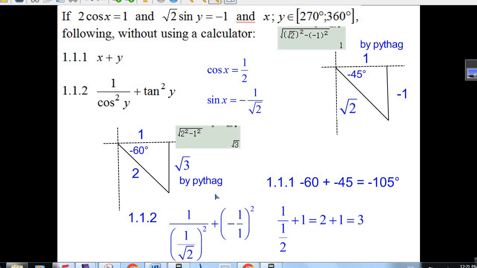Okay, it's the June tutorial. There's quite a few questions. Let's get started here with the Pythagorean trig problem. They tell you that 2 cos x equals 1.